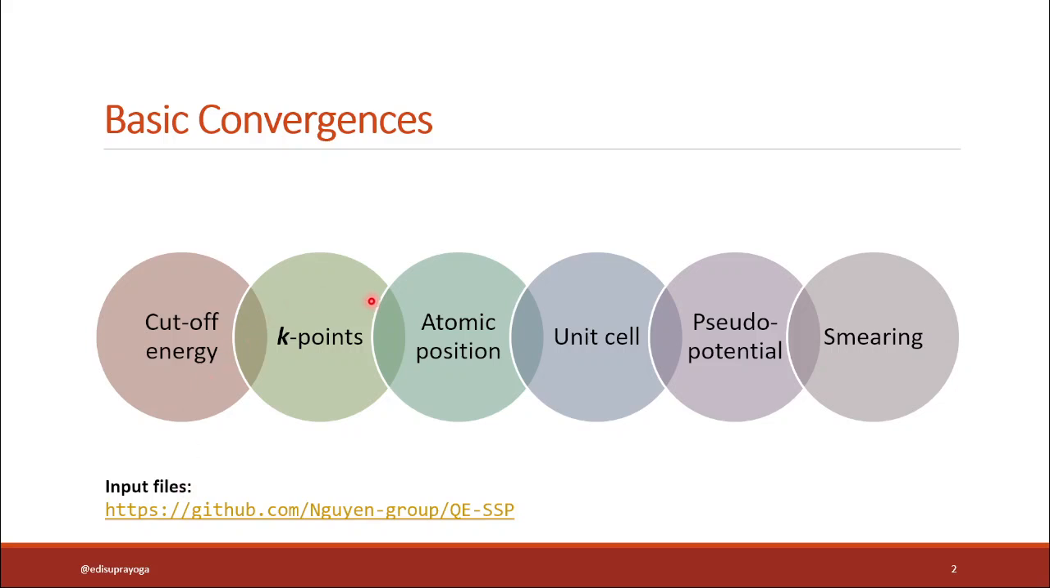There are 6 parameters that we need to check for basic convergence. In the previous video, we have checked the convergence of the total energy as a function of cutoff energy and K-point grid, and also performed atomic position and unit cell relaxation. In this video, we will check the pseudopotential. Okay, let's begin.